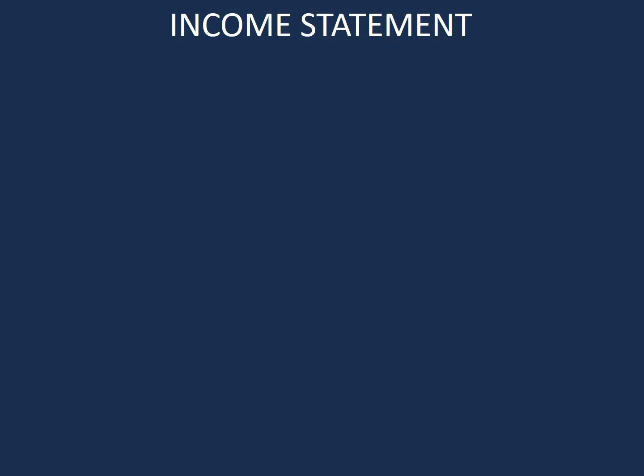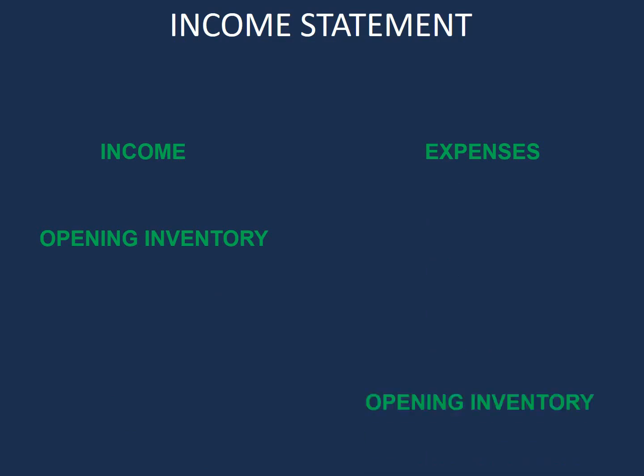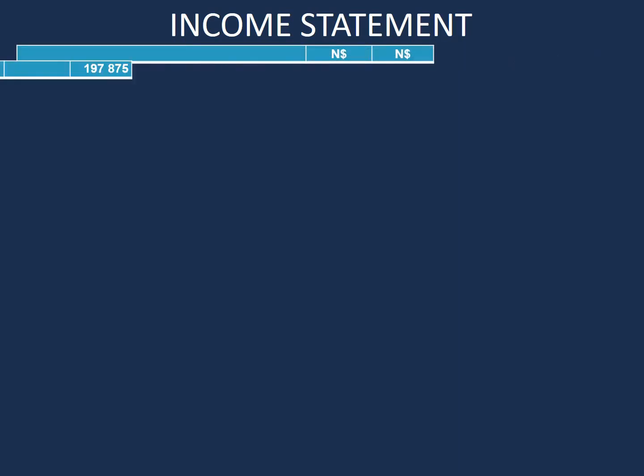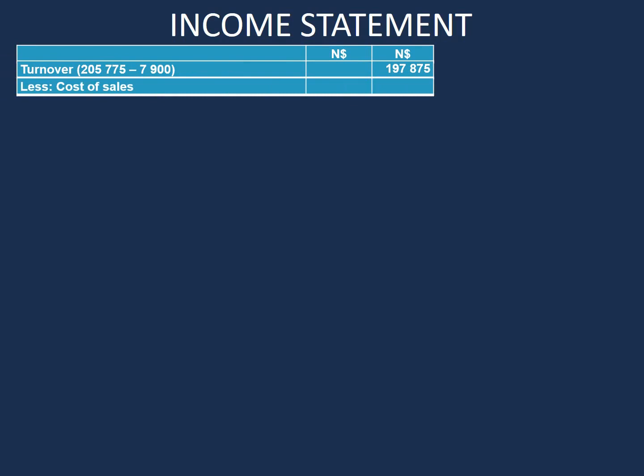Now, in order to prepare our income statement, we need income, expenses, our opening inventory, and our closing inventory. So now that we know what we need, let's have a look at the format. Our income statement of RSS Traders for the year ended 30 June 2018 will look as follows. We will first start with our turnover. Then we will subtract our cost of sales.